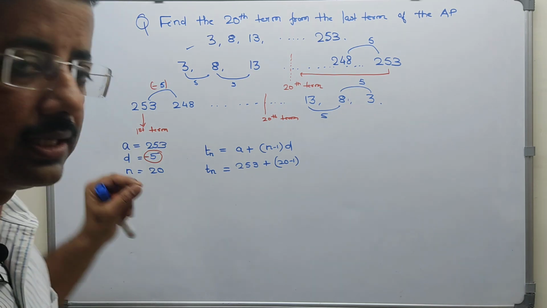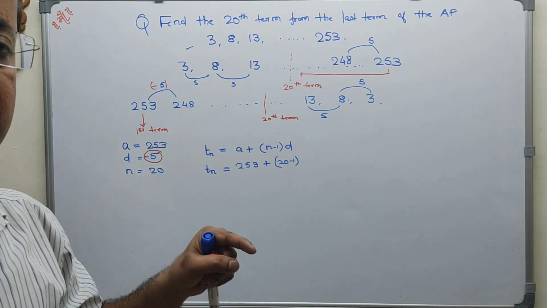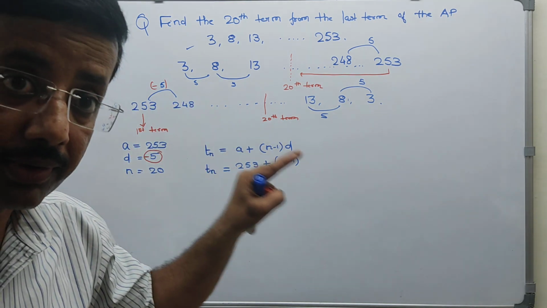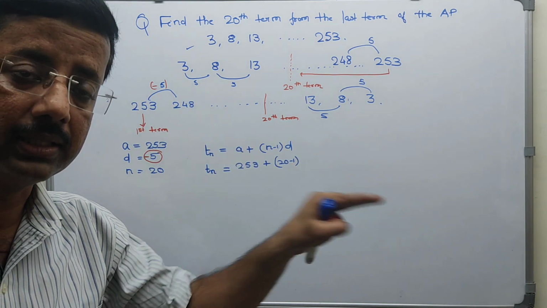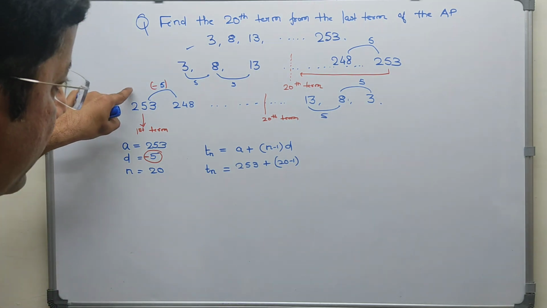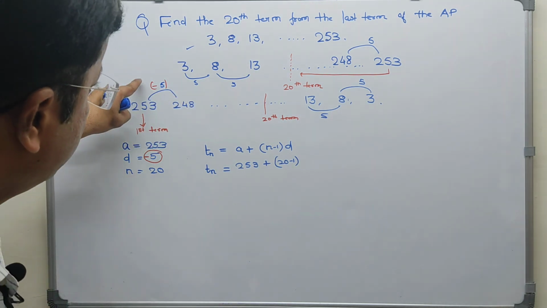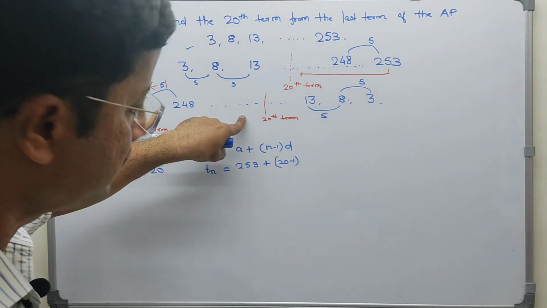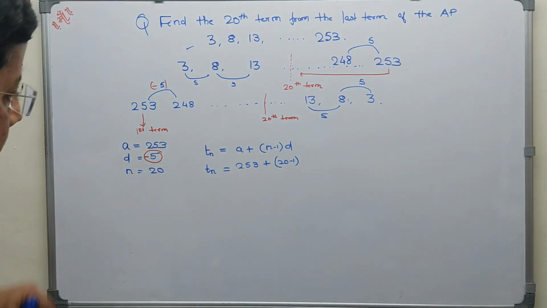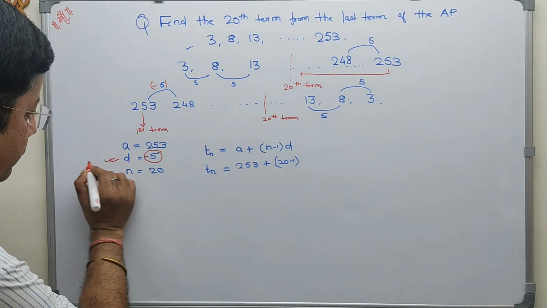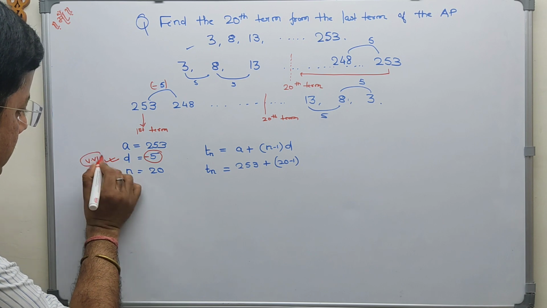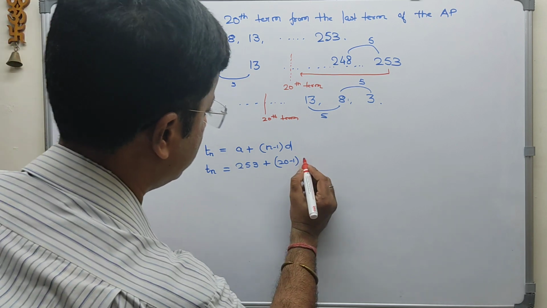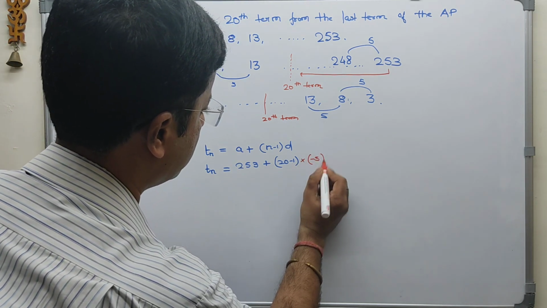When the series is in descending order, then d is negative, because we have to subtract from each term to get the other consecutive terms. We cannot add, because on adding the number increases. So here we have to subtract 5 from each term to get the next term. So d is negative. This only is the important part. This you have to keep in mind. Otherwise the things are very simple. Then it is multiplied by minus 5.